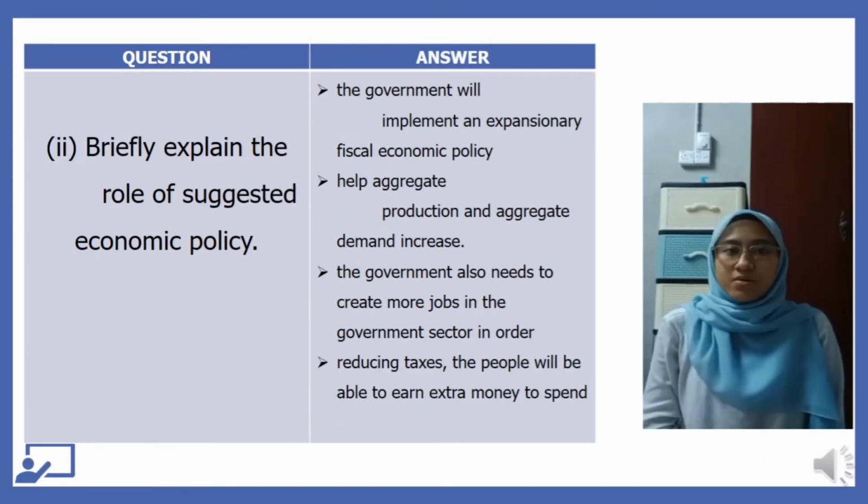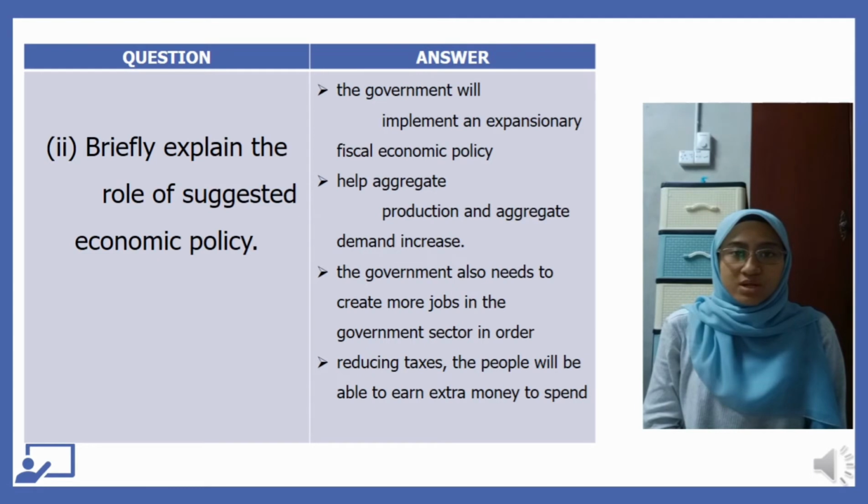The answer is that during the COVID-19 pandemic season, it is certain that the government will implement an expansionary fiscal economic policy because demand and supply decrease simultaneously. The role of the government in this expansionary fiscal economic policy is to reduce taxes and increase government spending. This can help aggregate production and aggregate demand increase. Next, the government also needs to create more jobs in the government sector in order to help people get jobs and salaries to spend.